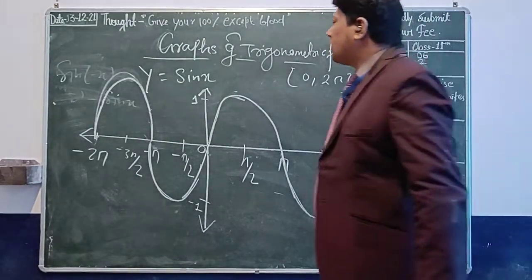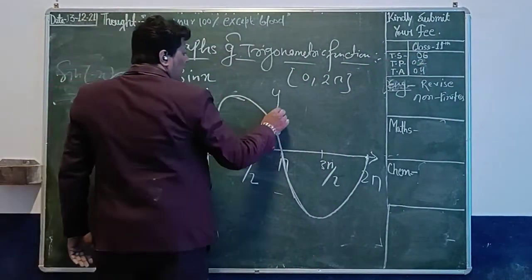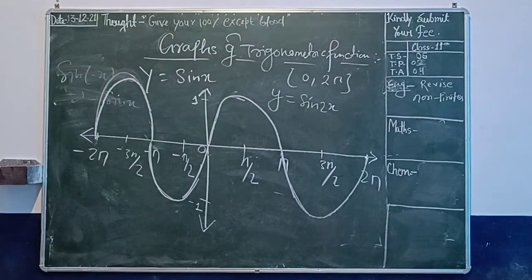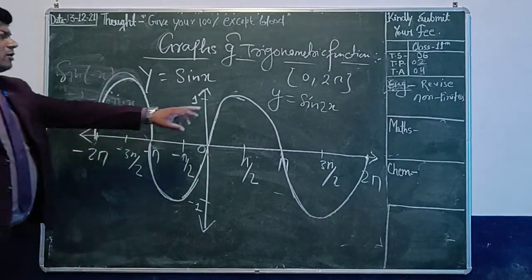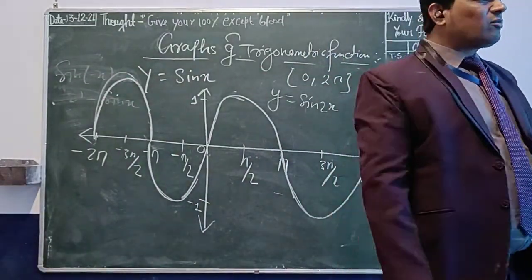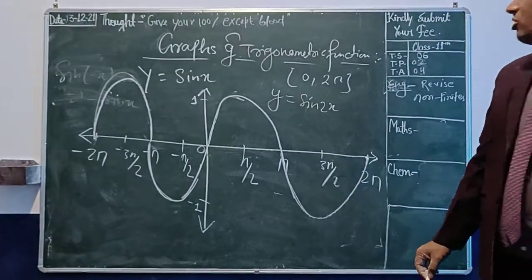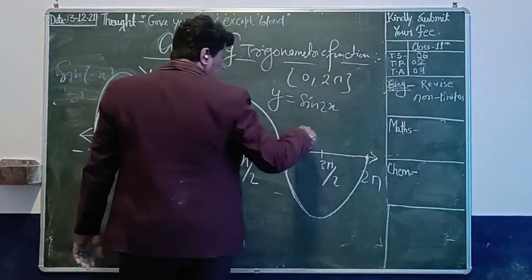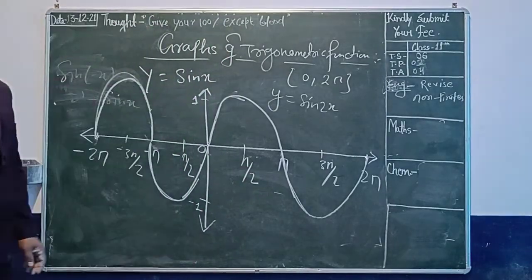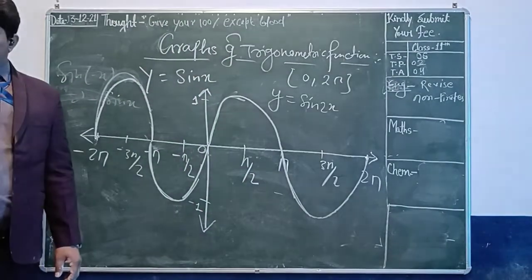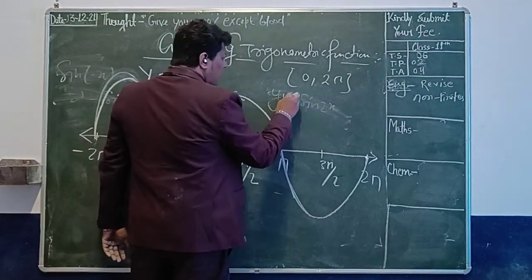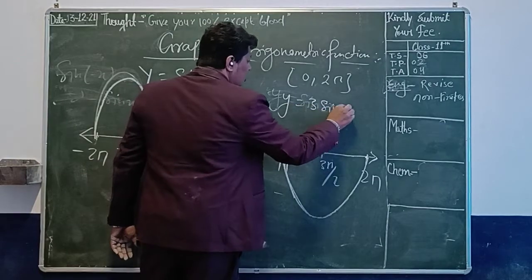But we have a problem when we talk about the y equal to sine 2x graph. Is it clear? You have knowledge about y equal to sine x, but when you talk about y equal to sine 2x, how can you draw the graph of y equal to sine 2x? Or you can simply say you have to draw the graph of y equal to 3 sine 2x.